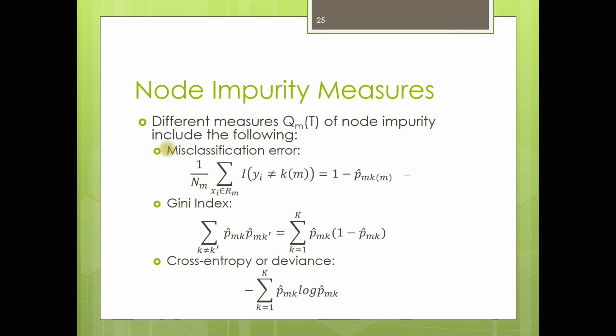And these are the Gini Index and the Deviance, also referred to as the cross entropy. They also have their disadvantage, by the way. These two methods have a disadvantage that they are more sensitive to changes in the node probabilities compared to the misclassification error rate. Why am I saying so? You will see within the graph that I'm going to draw what this is about.